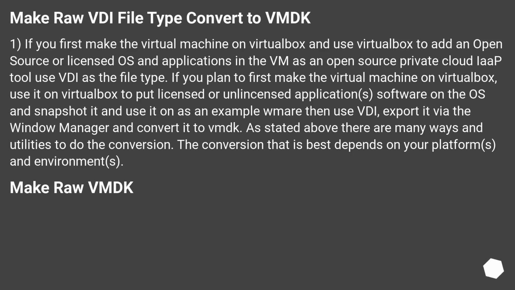Make raw VDI file type, convert to VMDK. 1. If you first make the virtual machine on VirtualBox, use it on VirtualBox to put licensed or unlicensed application software on it, and later want to use it as an example elsewhere, then use VDI, export it via the Virtual Media Manager, and convert it to VMDK.